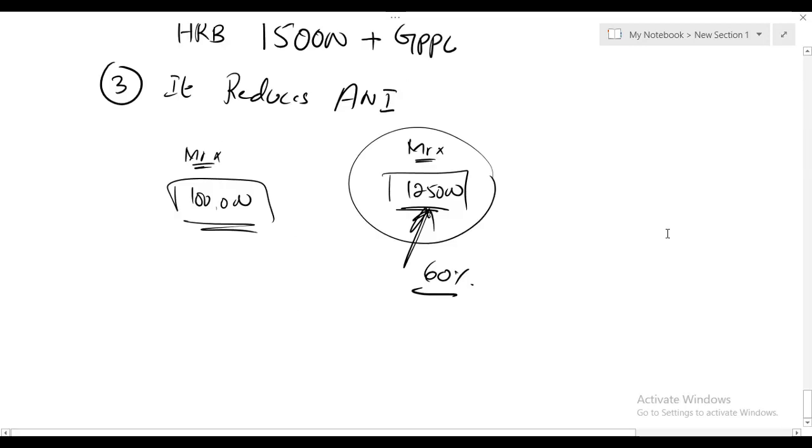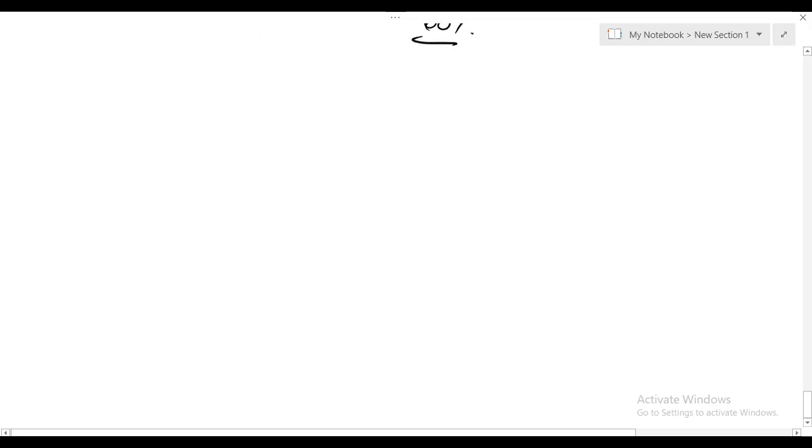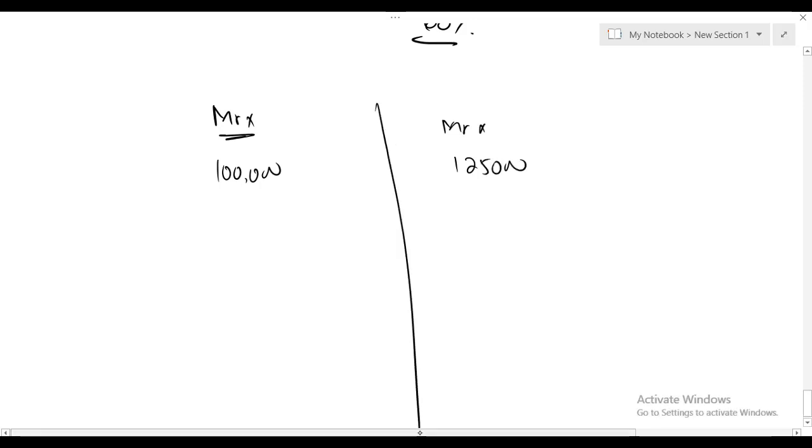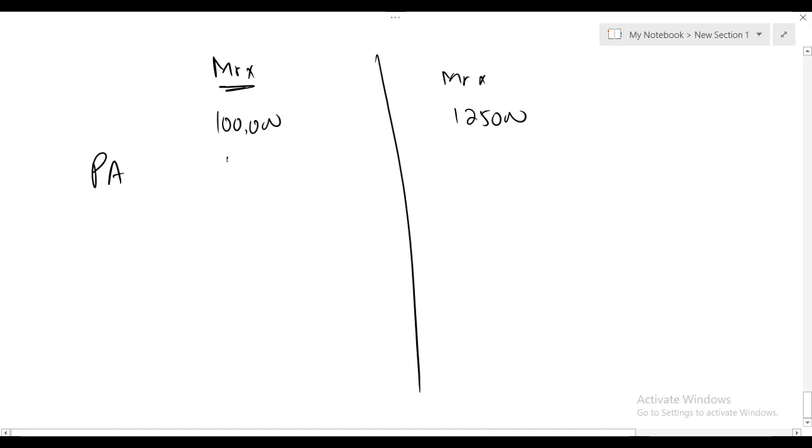Okay, let me now prove that if someone is having an income of 1,25,000 instead of 1 lakh, then effectively the tax rate is actually 60%. And by contributing in PPC, that particular individual is going to save 60% tax. Let's try this. Mr. X is having, let's say, 1 lakh non-saving income. And the same individual is having 1,25,000 non-saving income. Okay. Personal allowance 12,500. Over here it's going to be 0. So taxable income.